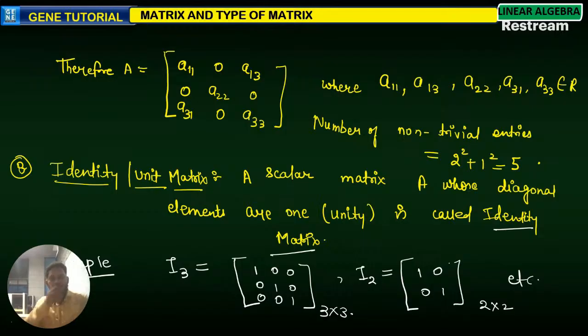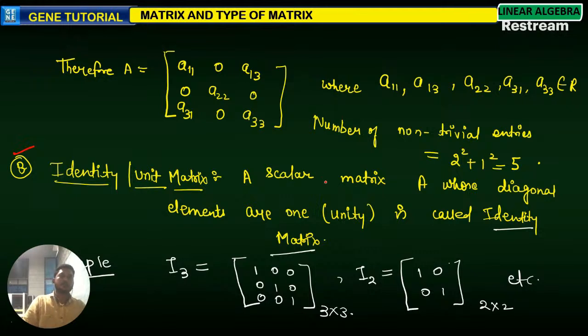So according to my thumbnail, you see today's class is related to idempotent matrix, involutory matrix, and identity matrix. So in today's class we study about the identity matrix or unit matrix. So students, what does it mean? Which type of matrix is the identity matrix or unit matrix?